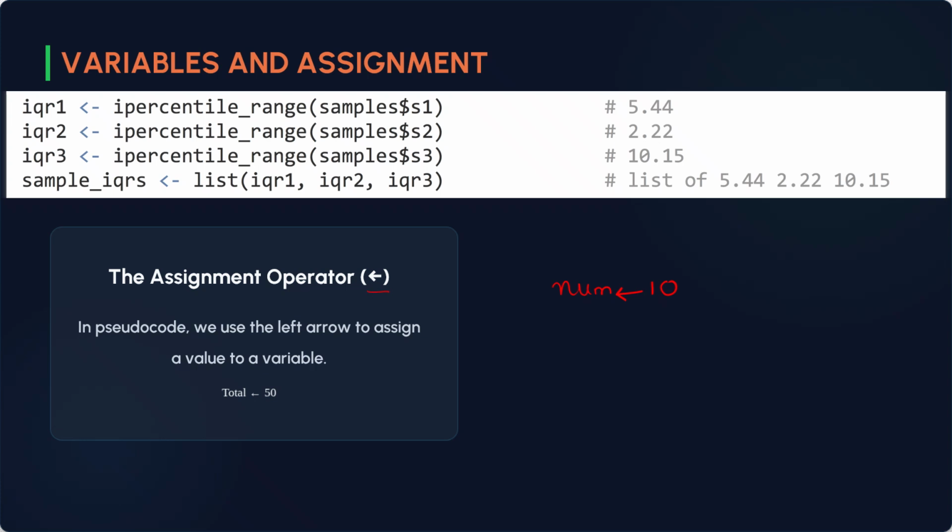And similarly, the same goes for when we are assigning a value 50 to total. You can see that 50 is written on the right hand side and total on the left, and the assignment operator is directed from 50 to total. Keep in mind that the value that is assigned is always written on the right hand side, and the name of the variable is always written on the left hand side.